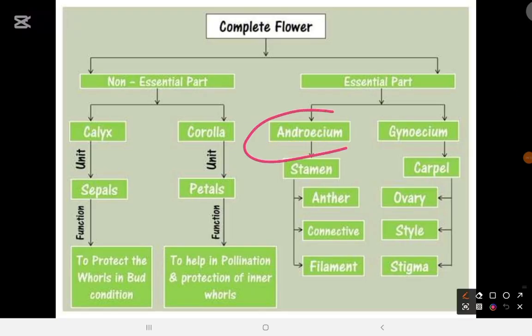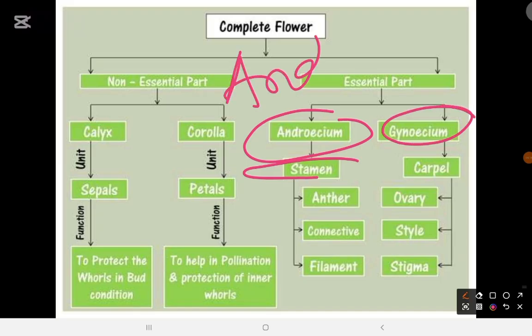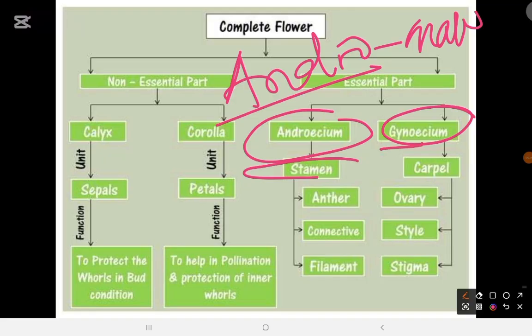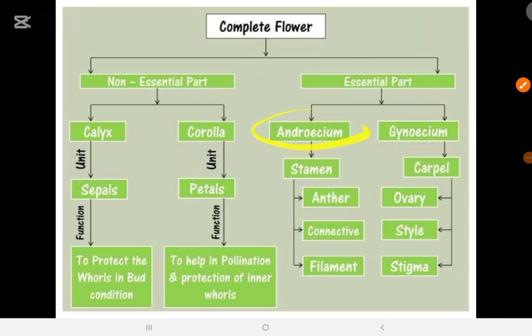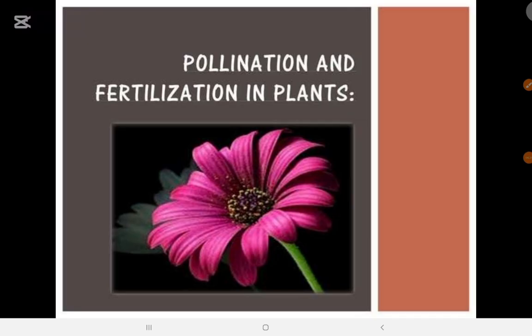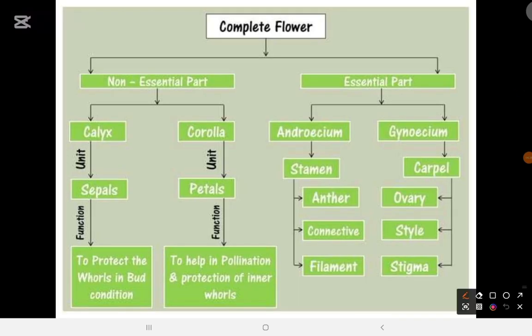Then the essential part of the complete flower is the androecium and the gynoecium. Androecium refers to all the male reproductive structure. The word andro means male. Anywhere you hear the word andro something, it refers to male, and gyno refers to female. So for example, you hear words like gynecologist. So androecium is the entire male structure, while gynoecium is the entire female structure.